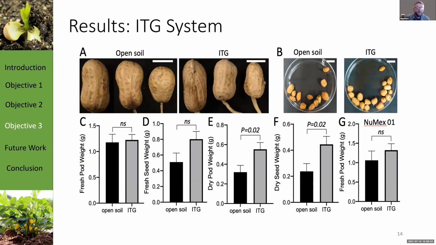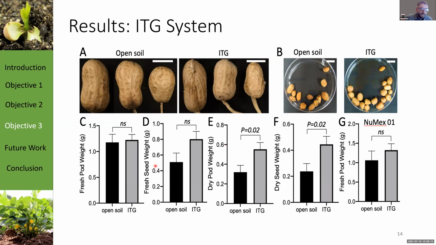So some quick results from the ITG system, looking at a visual analysis of open soil, meaning these are normally grown peanut plants, in the ITG system. We can see no significant difference between these two. Also looking at the seeds themselves, there is no major visual difference.